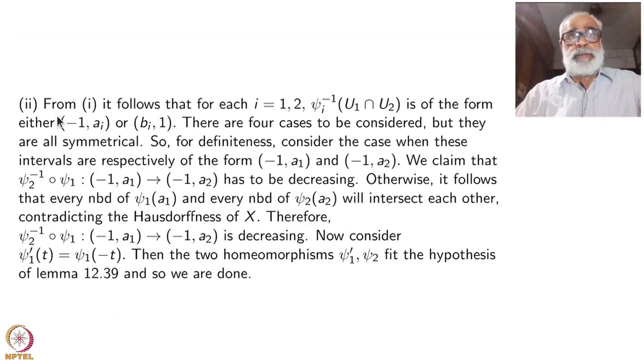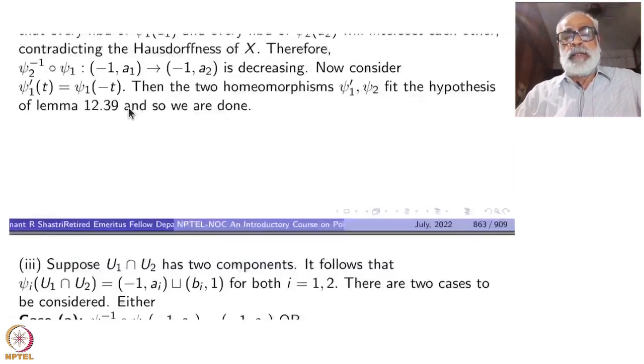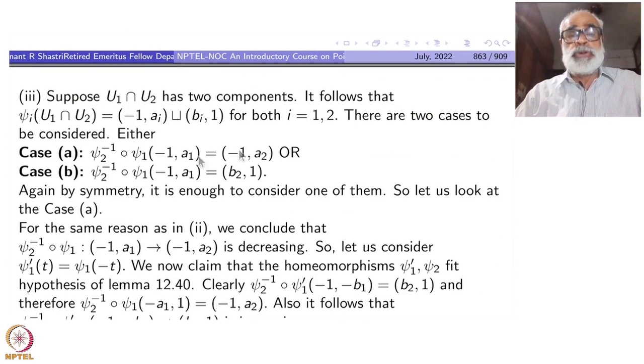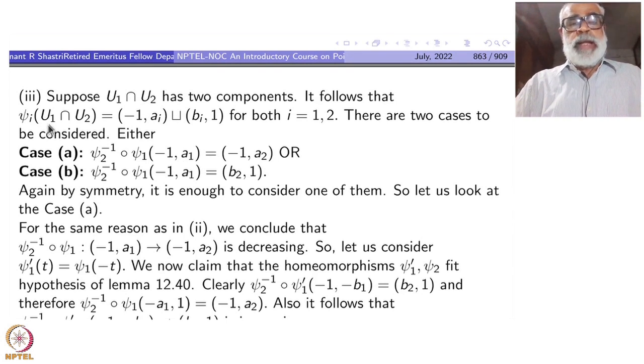So that is case 2. Case 3 also similarly, but I have to show that we are inside the second case correctly. Now we are assuming that we have two components for intersection, u1 intersection u2. It follows that phi i of u1 intersection u2 must again be a disjoint union of intervals, minus 1 to ai and bi to 1, i equal to 1 and 2. Okay, this psi i, this is i here.